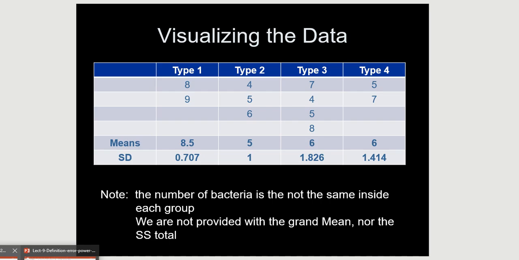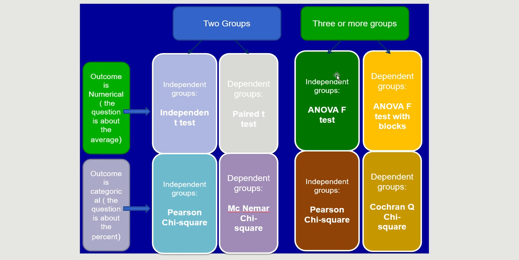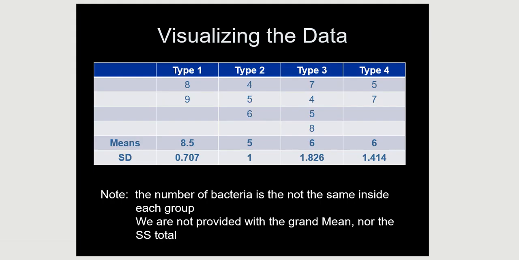All right, so that concludes the ANOVA with the F-test without block. بيضل في عنا with block, which will be in our next video.